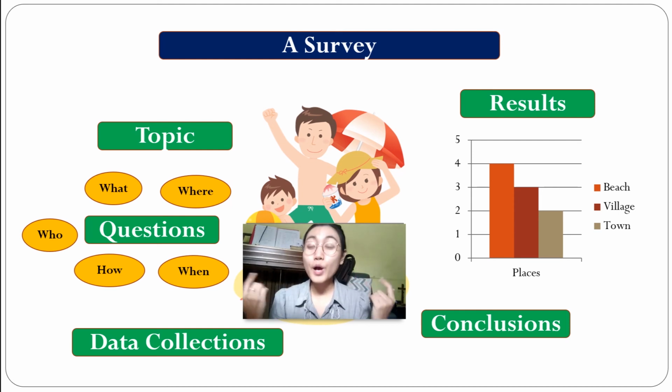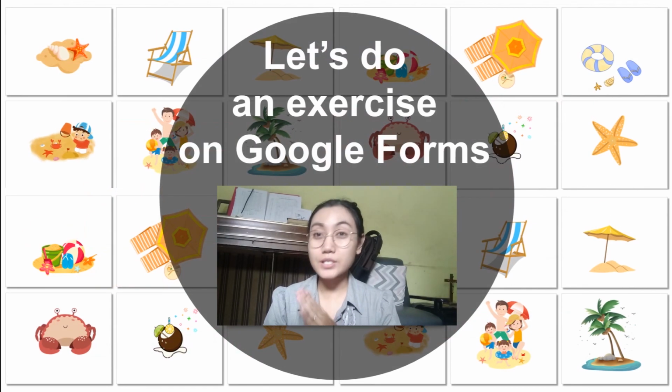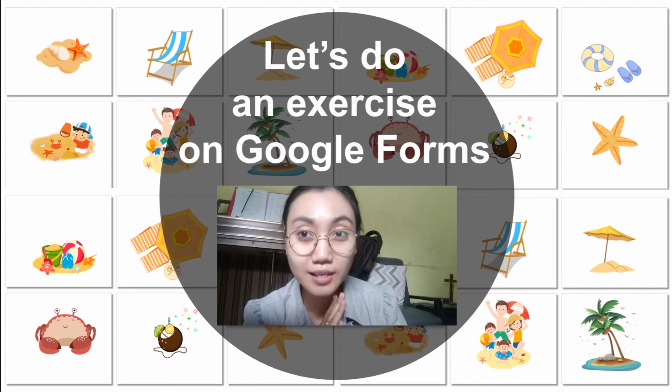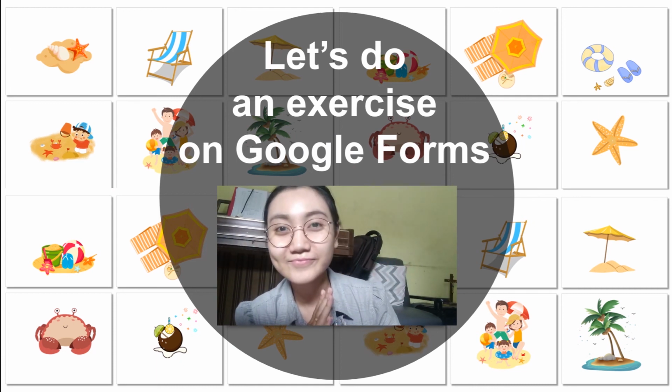So, from here, we know that beach is the place that was the most popular and the town is the least popular. Artinya, pantai adalah tempat yang paling sering dikunjungi saat holidays dan town adalah tempat yang paling jarang dikunjungi oleh teman-teman kita saat holidays. Okay, so from here, is there any question? Is it clear enough?